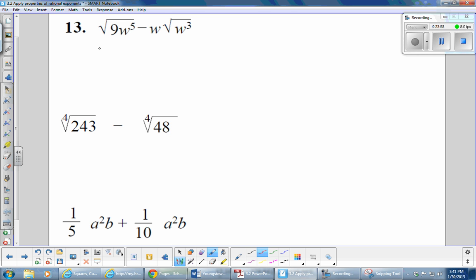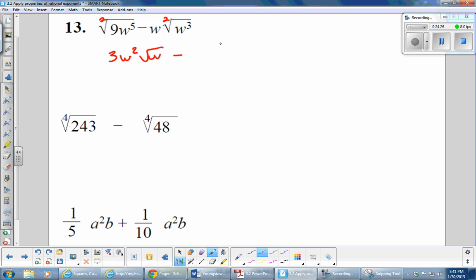Okay, if you look at the first one, this is really a 2 here, and really a 2 here. Let's see if we can break that down. What's the square root of 9? 3. Good. How many times can 2 go into 5? Well, it can go in twice with 1 left over. So that's going to be a w squared with a square root of w on the inside, okay? That's the 1 left over. 2 in twice, 1 left over.